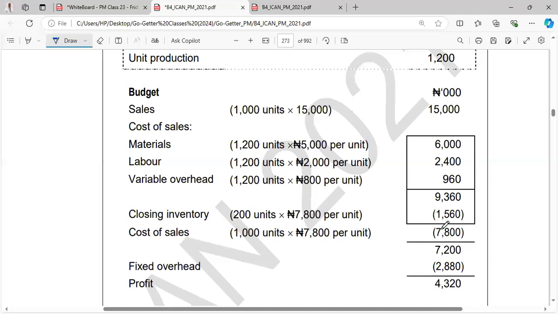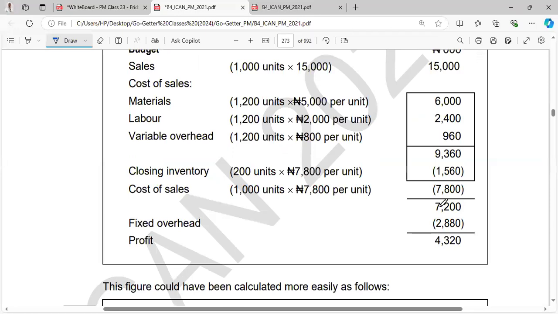So this is your cost of sales. So this is your closing stock. So this is your cost of sales here. You have to minus this cost of sales from sales. This is supposed to be your contribution.